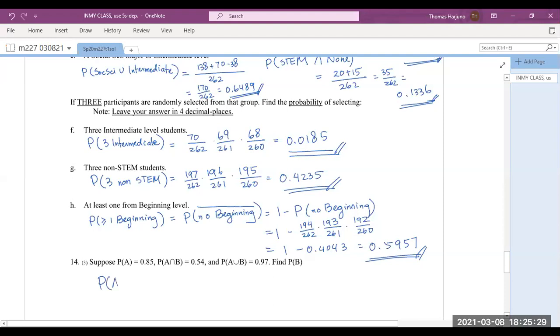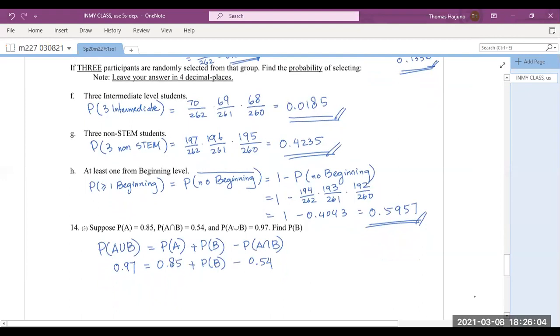So the probability of the union equals the probability of A plus the probability of B minus the probability of the intersection. Then I plug in numbers. The probability of the union is 0.97. The probability of A is 0.85. The probability of B, the one we look for, minus the probability of the intersection, 0.54.